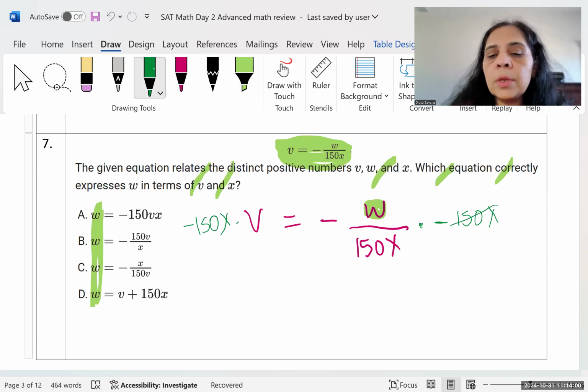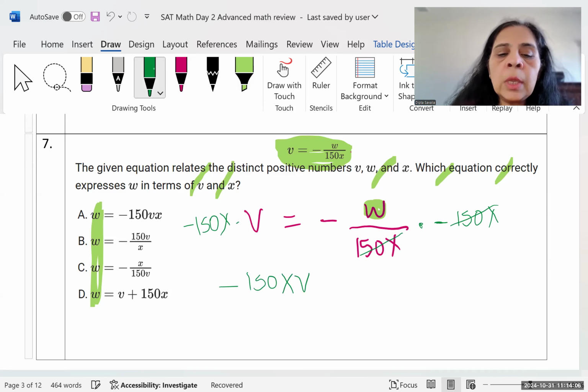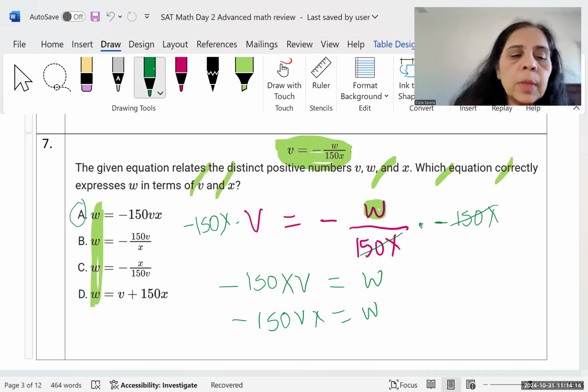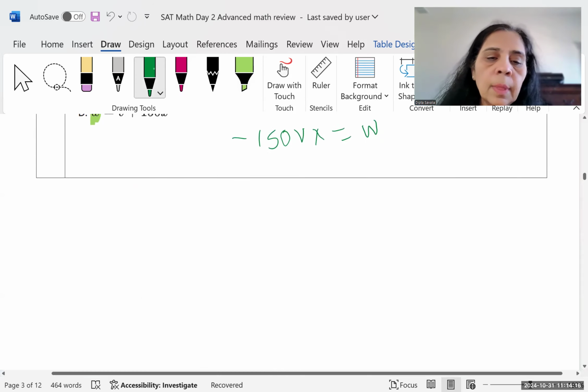Right? So we can just cancel this out, and that will be my answer. Negative 150x v equal w. Or you can see 150 vx equal w. Both are the same. So we have answer choice A.